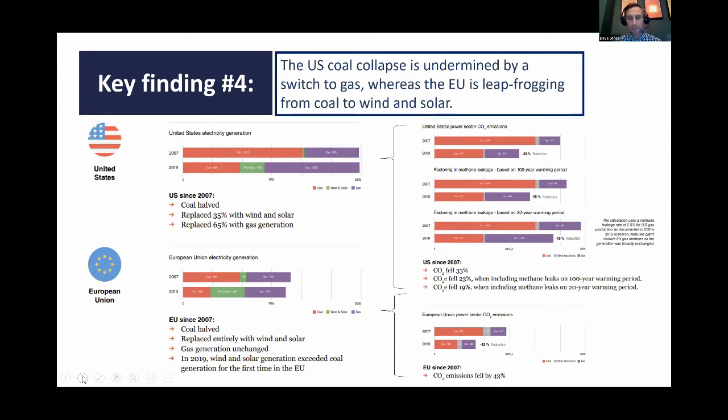And what we wanted to do with this was to highlight some of the impacts from a CO2 perspective. So in the US, total power sector emissions fell by 33% over this time. But when you include the methane leaks in there, that fall in greenhouse gas emissions could be as low as 19%. And then when you look at the CO2 emissions for the EU, they've fallen by a much faster 43%. I guess the point of this was really to say there's no time to waste by substituting one fossil fuel for another. So they're the four key findings that we just wanted to present to you in a little bit of detail.